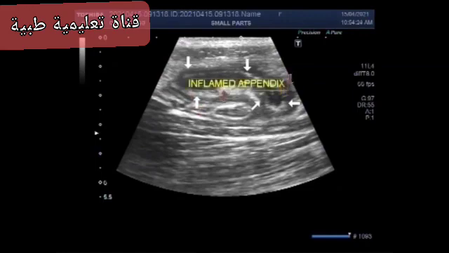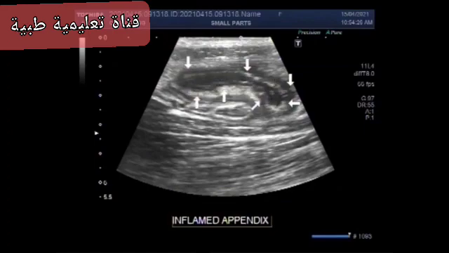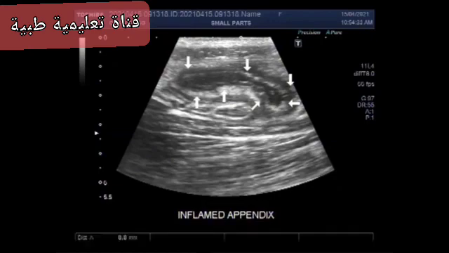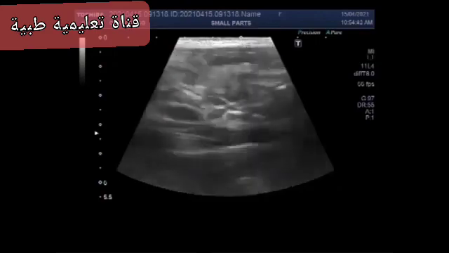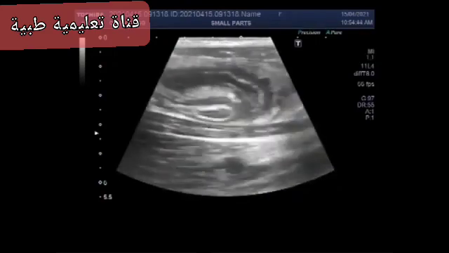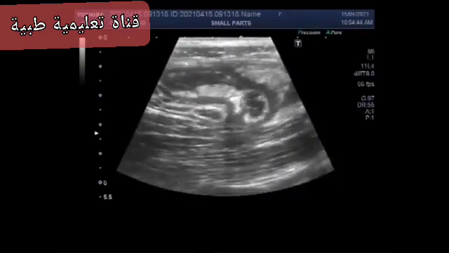You will search for a blind-ended tubular structure arising from the cecum. First of all, we will identify the ascending colon. Then one has to scan inferiorly to localize the cecum, and then one can see the appendix. The colon will have haustra, which will differentiate it from the small bowel. You can see the haustra in the long axis view. Now you will scan caudally to reach the inferior end of the cecum.